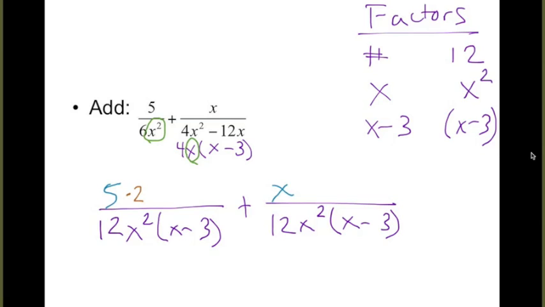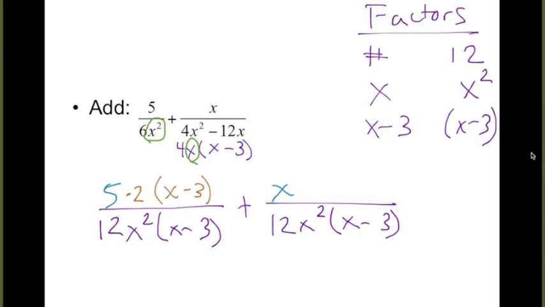The bottom had an x squared, now it has an x squared. So that didn't change, and I don't need to account for that. The bottom did not have an x minus 3, and now it does, so I need to account for that by multiplying that in. When you're done with this, you should be able to cancel out and reduce and end up right back where you started.